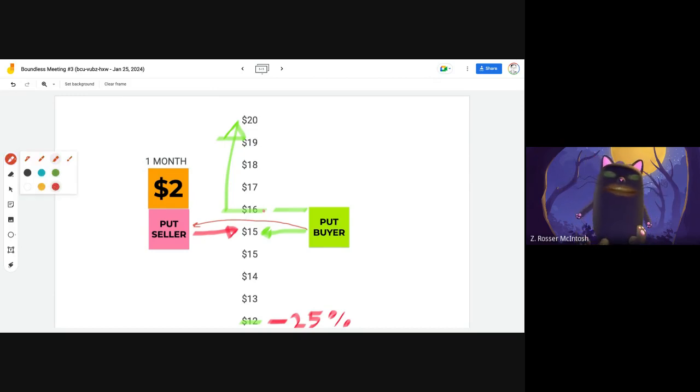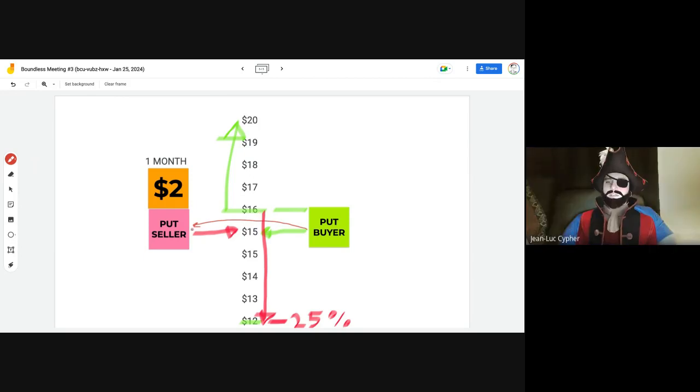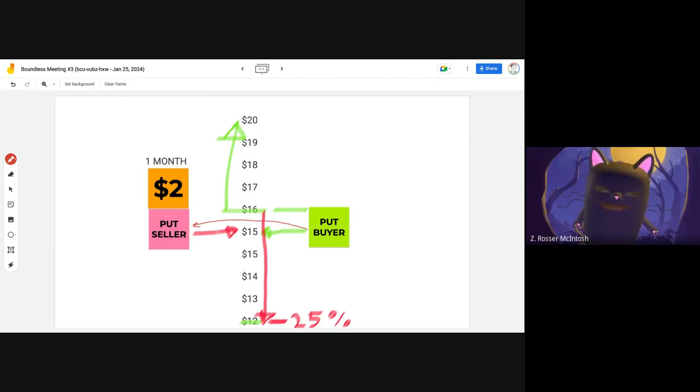let's say it goes down to $12. Well, I, as a buyer of a put, have the right to sell my stock at 15. You have the obligation to buy it from me at 15. You have the obligation to pay me $15 a share for it, even though it's only 12 now.